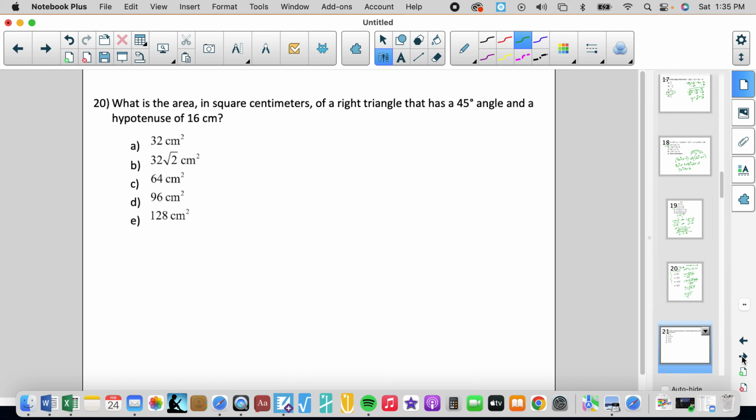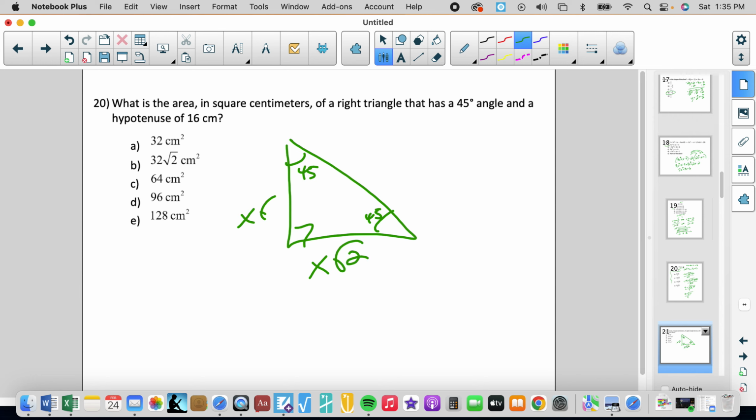What is the area in square centimeters of a right triangle that has a 45 degree angle? So 45, 45. We know that's going to be x rad 2, x rad 2, and that's going to be x, because that's a 45, 45 hypotenuse, so that equals 16. So x rad 2 equals 16.